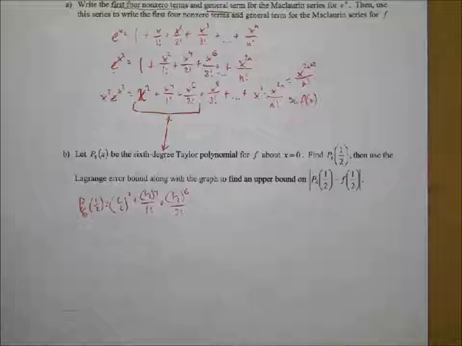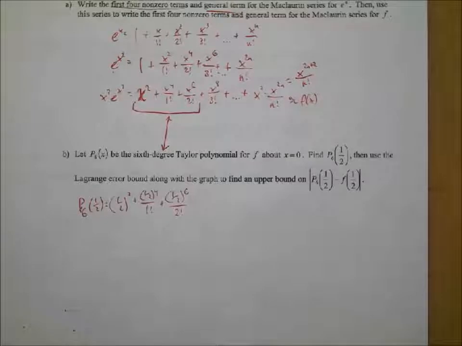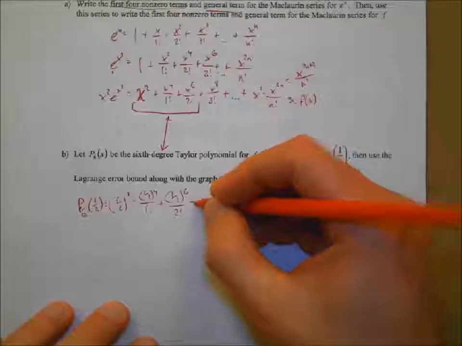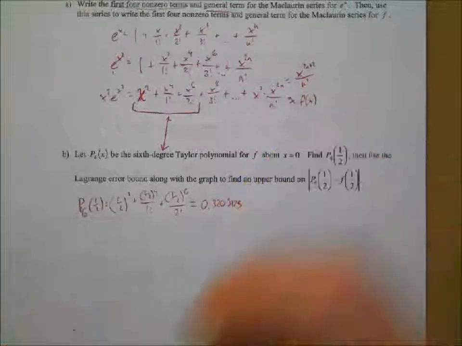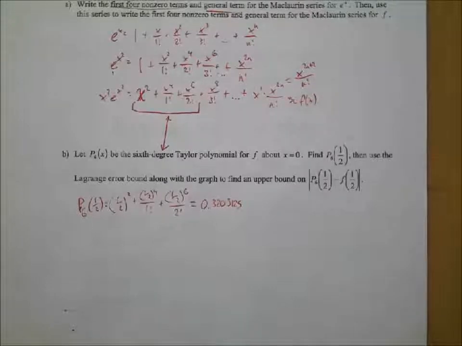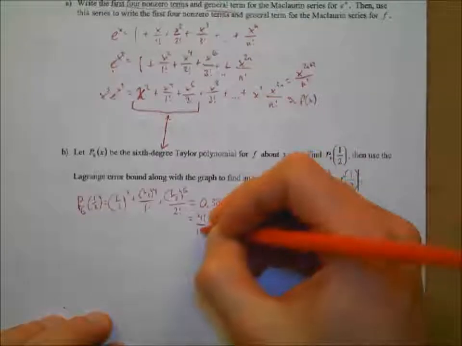Okay, I'll just go ahead and type that in my calculator here. Squared plus x to the 4th plus x to the 6th over 2 factorial. Okay, and I get about 0.3203125. Okay, let me see if I can make that a nice fraction here. 41/128 if you like fractions instead. Okay.